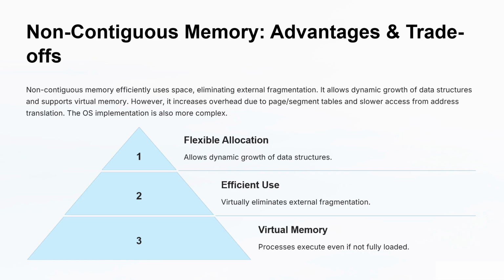Now, advantages and trade-offs of non-contiguous memory allocation. Non-contiguous memory allocation offers benefits in modern computing, which are: first, it supports efficient memory usage by eliminating external fragmentation. Second, it allows dynamic growth of data structures like arrays or stacks. Third, it enables virtual memory, which lets systems run large apps with less physical RAM.